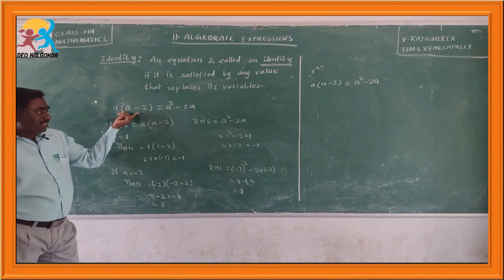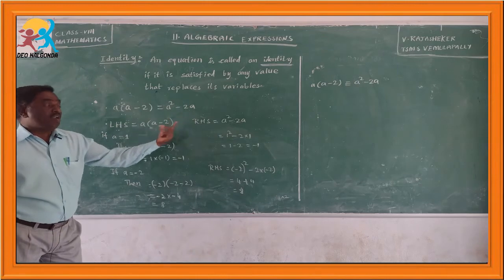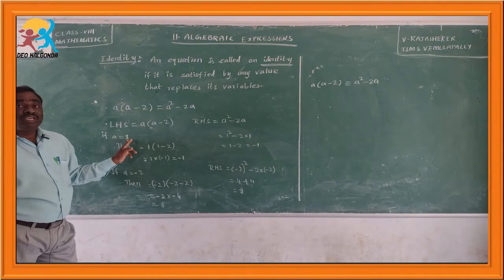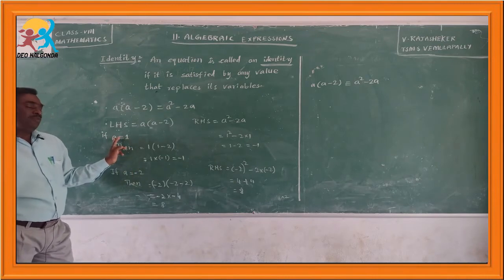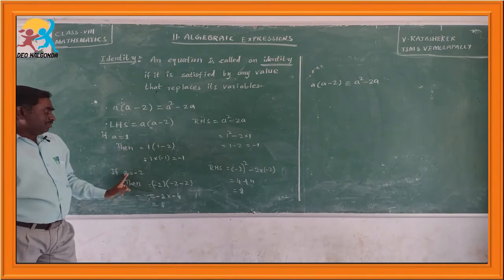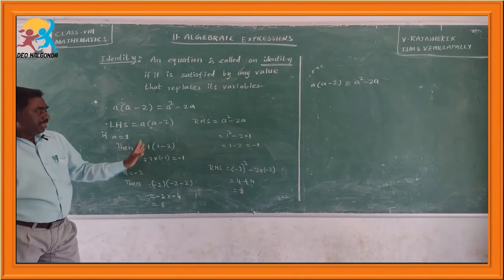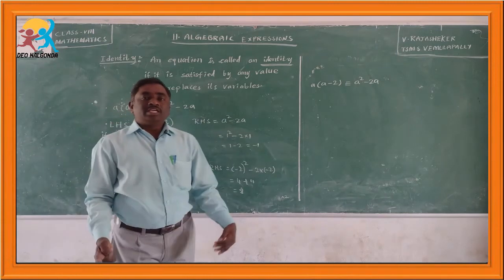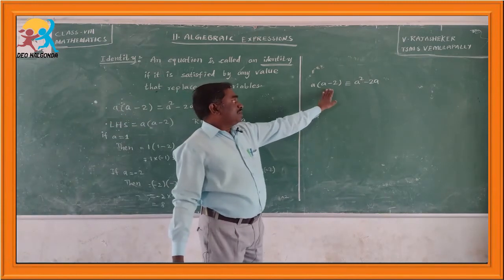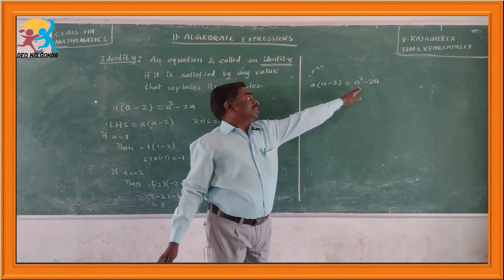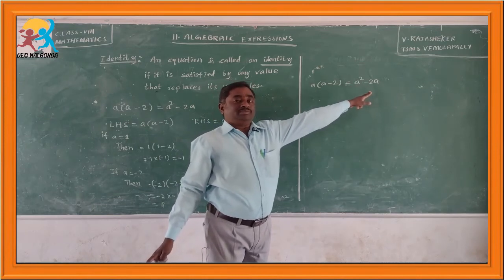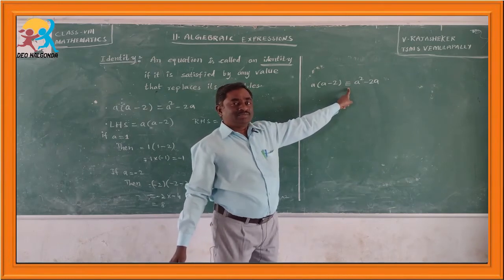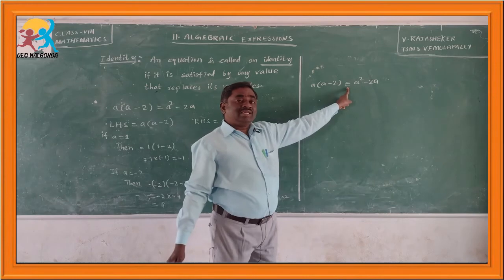So in this equation, LHS and RHS are always equal when the variable is replaced with any value. Here the variable is replaced with 1, here the variable is replaced with minus 2. In these two conditions, LHS and RHS are both equal. So a of a minus 2 is identically equal to a square minus 2a. So this symbol is identically equal.